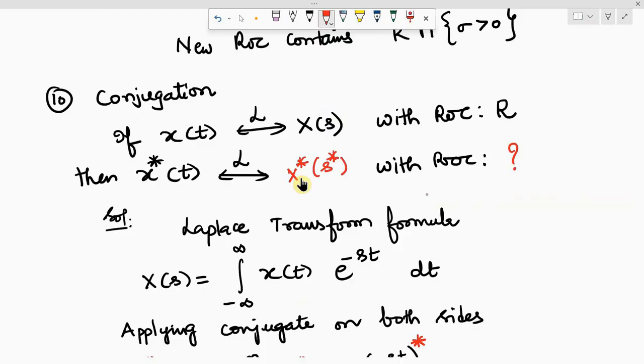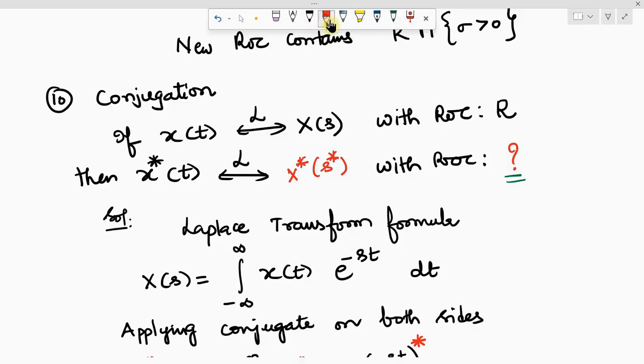Nice. Now, what about the ROC? What about the ROC question mark? It should be replaced. R only, sir. R only. Can you justify how it is R only? Your answer is correct. Sir, because the conjugation depends only on the imaginary part.